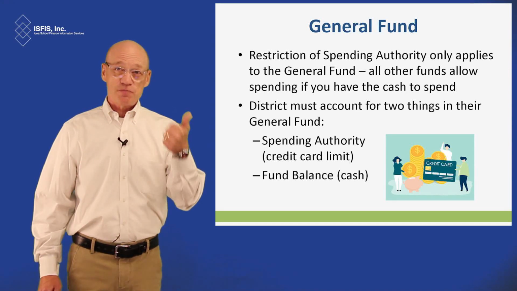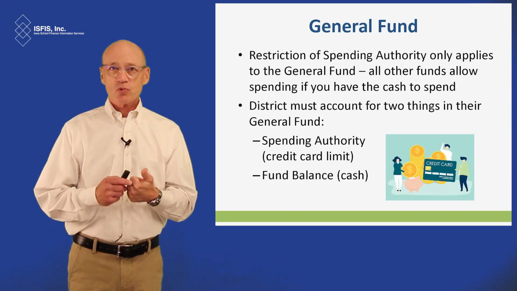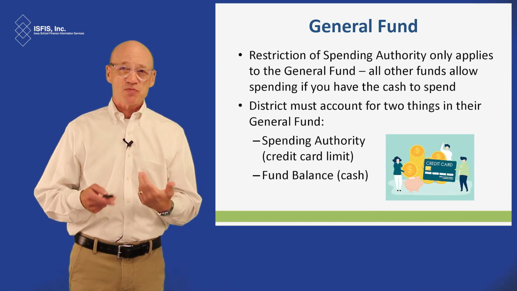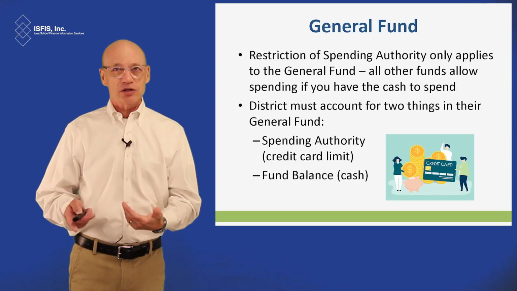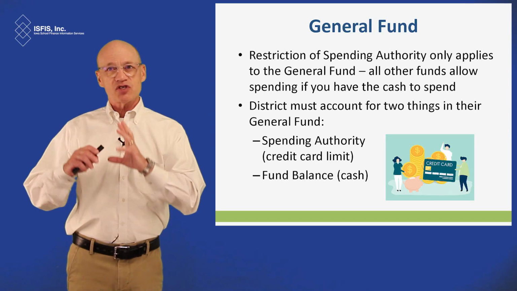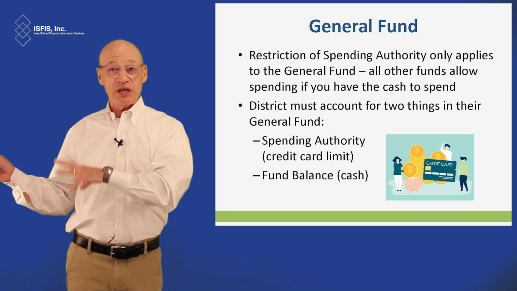They have to keep track of their spending authority set of books. The analogy I like to use when thinking about spending authority is it's a credit card limit, and it really is a way to separate the concept from it being cash.